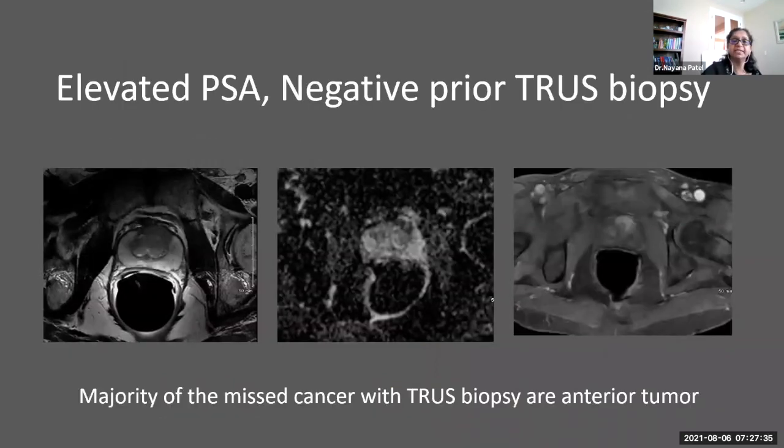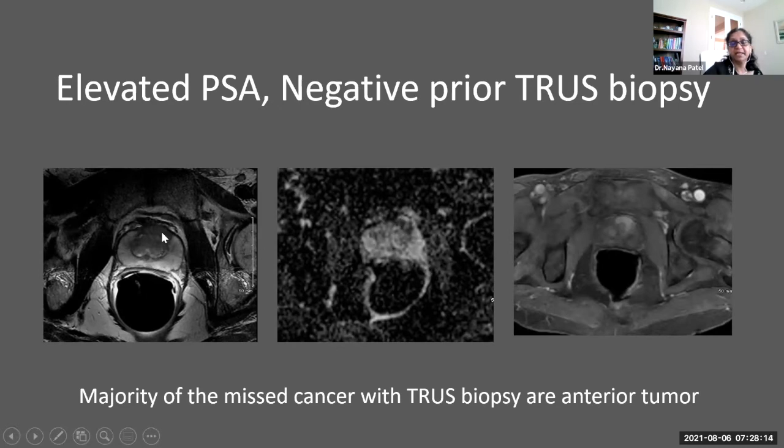So here we have an example of a patient who had elevated PSA level and negative prior TRUS biopsy, and due to persistent clinical concern, the multiparametric MRI was done. And what we see here is a low signal intensity nodule in the anterior gland on axial T2 weighted image. And you can see that the exam is done with the endorectal coil. And this was done on our older scanner. Now we no longer use endocoil on our newer 3 Tesla scanner.